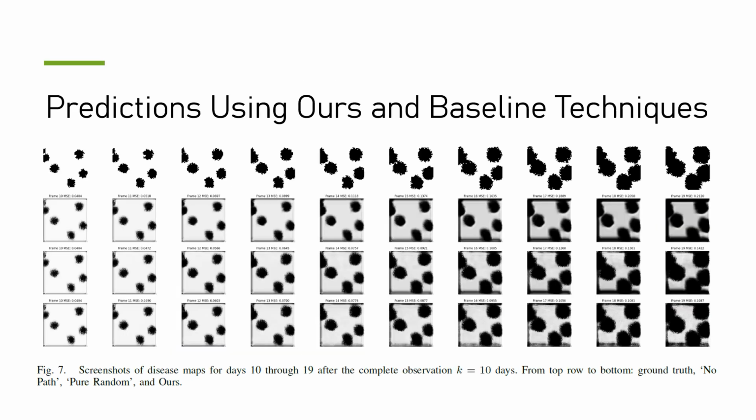Now, here are some predictions using ours and baseline techniques. So the top row is for the ground truth disease spread over time, and the bottom row is for our disease spread over time. The middle two rows are the baselines, and it can be seen that our approach does better in general.